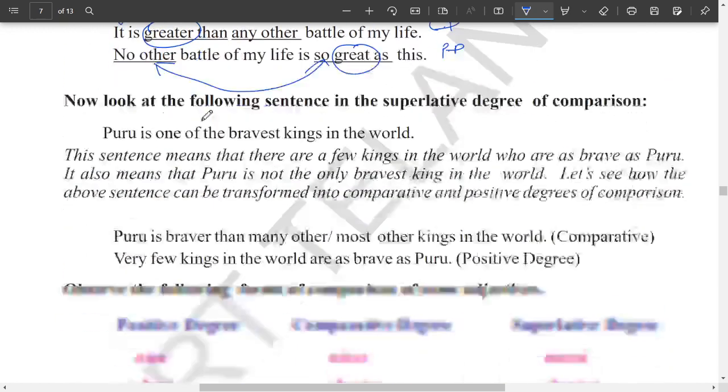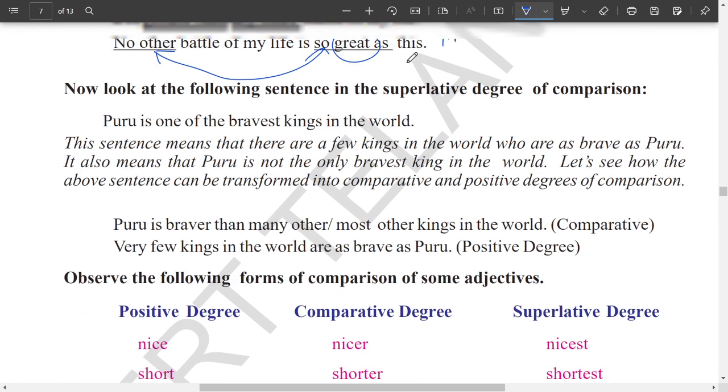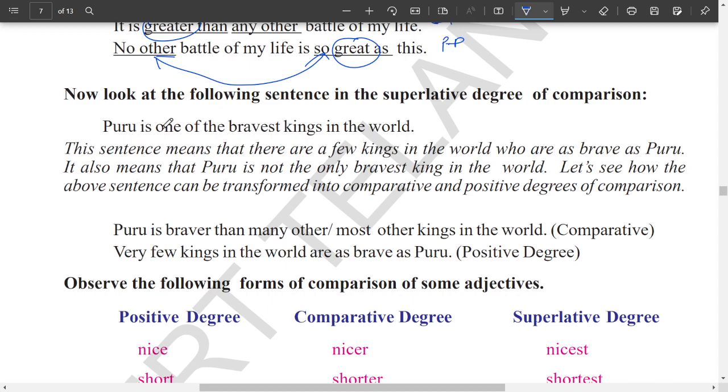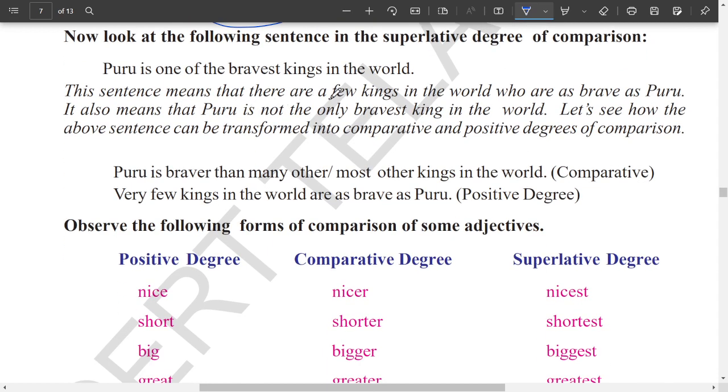Now look at the following sentence in the superlative degree of comparison. Puru is one of the bravest kings in the world. So this sentence means that there are few kings in the world who are as brave as Puru. It also means that Puru is the only bravest king in the world. So let us see how the above sentence can be transformed into comparative and positive.